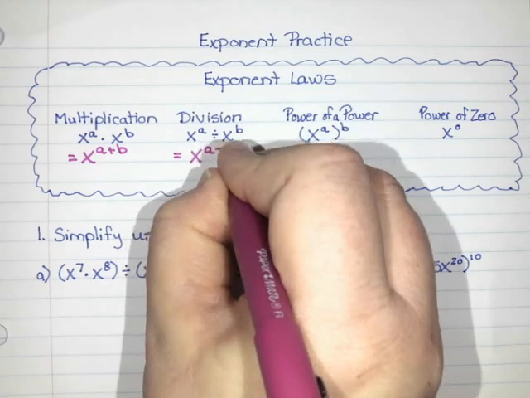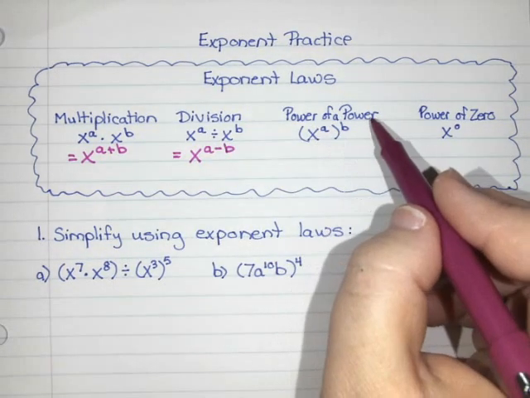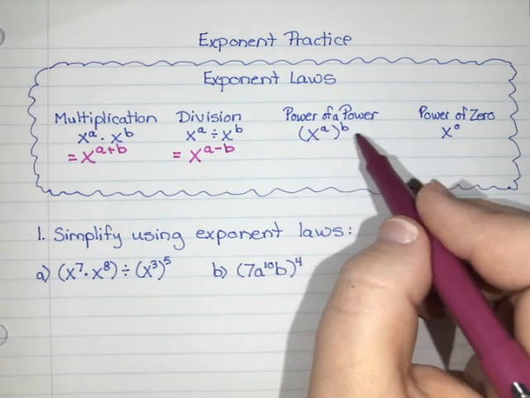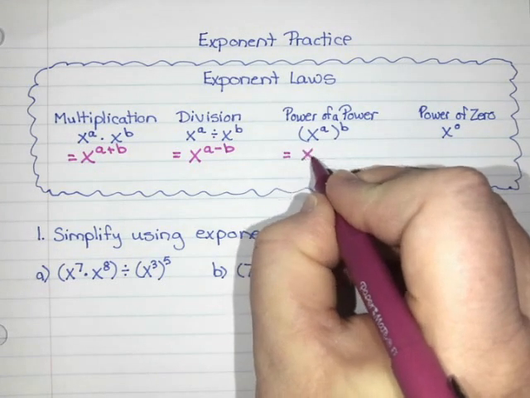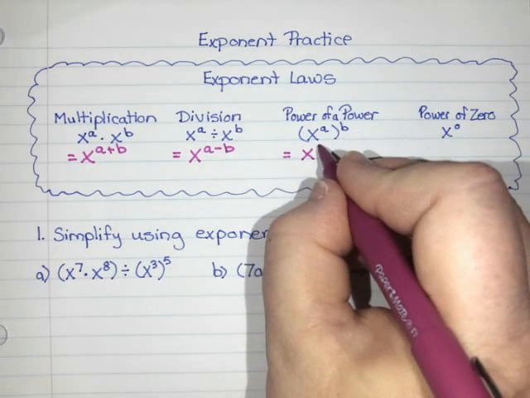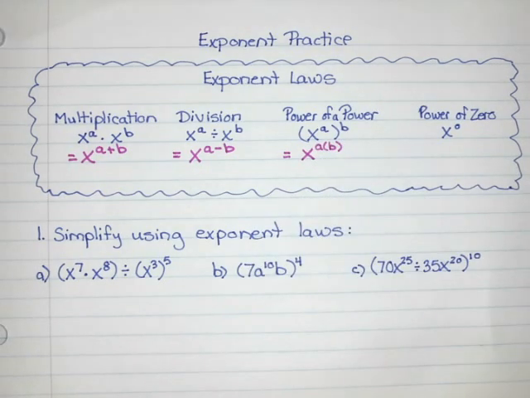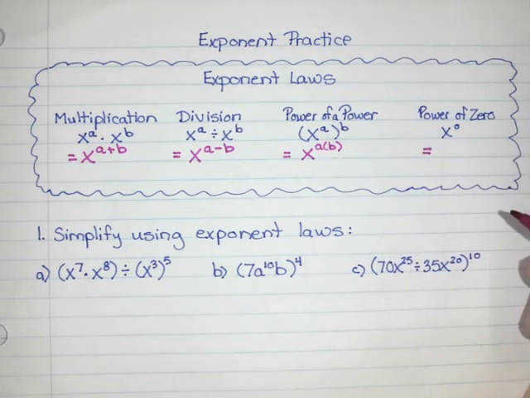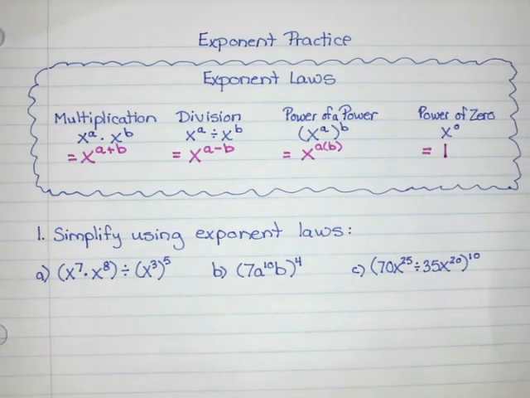So x to the a divided by x to the b should be x to the a minus b. When we have power of a power, we learned that when you have one base with more than one exponent, you can simplify that by leaving the base the same, so that's x, and multiplying your two exponents together, so x to the power of a times b. And then the last rule we learned was the power of 0, and we learned that anything other than a 0 to the power of 0 equals 1.